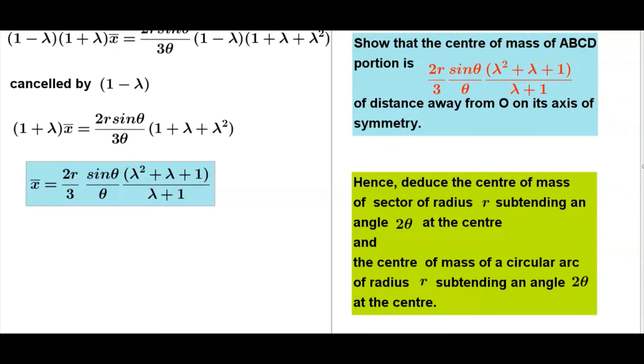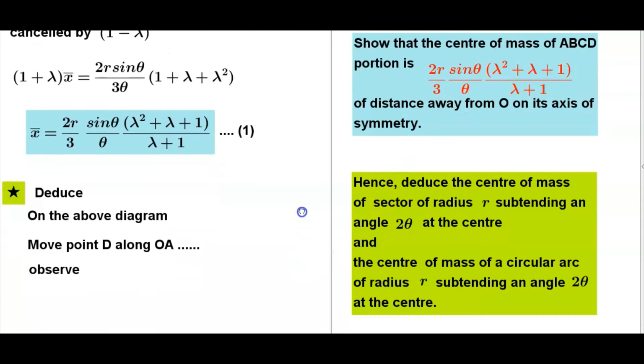Okay, now we want to deduce something. Let this equation be number 1. We want to deduce two results here. We want to find out the center of mass of a sector and a circular arc. On the above diagram, we want to observe something.